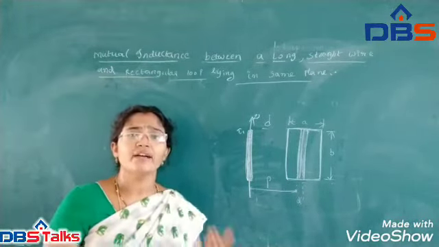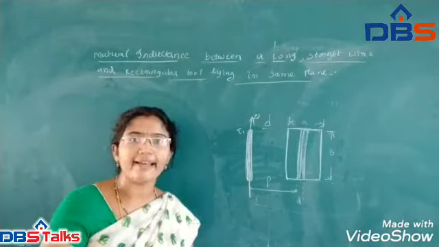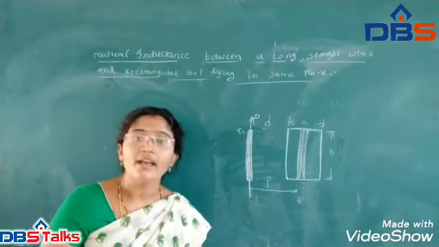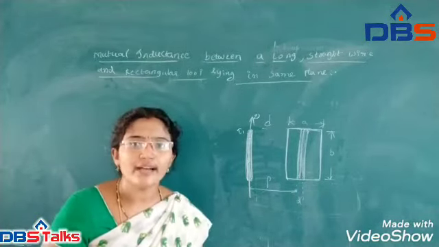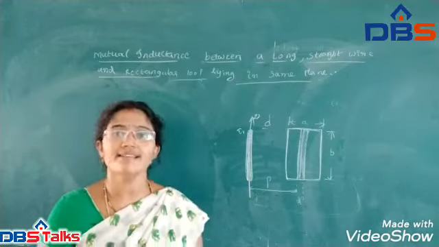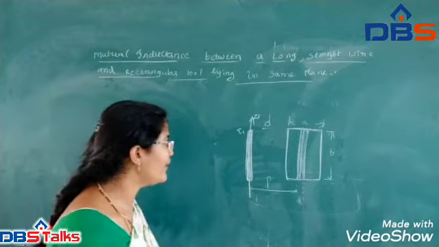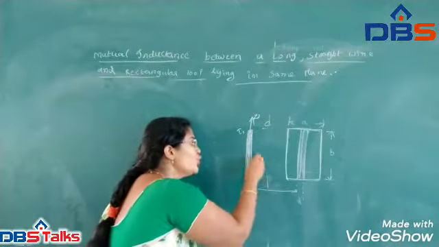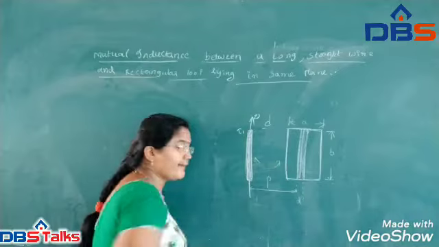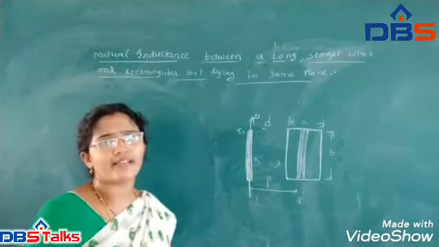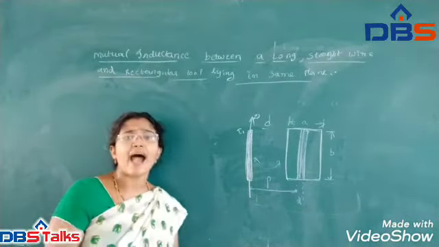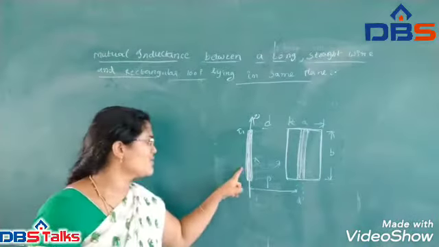What is mutual inductance? Whenever current flows through one conductor, the flux produced by that conductor also links the second conductor. That is the mutual inductance. That's why you can find the mutual inductance between this long straight wire conductor and the rectangular loop. First, take Ampere's circuit law for the long straight wire conductor.